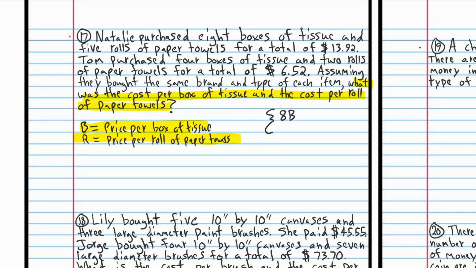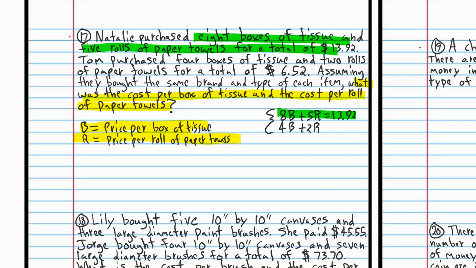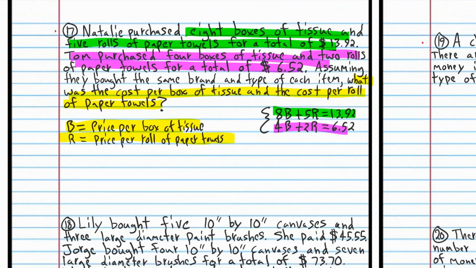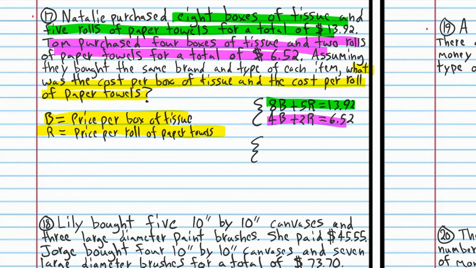8 times B plus 5 times R is equal to 13.92. And 4B plus 2R is equal to 6.52. Again, there's no easy equation on this one. So in this one, we just have to multiply the bottom equation by negative 2 to eliminate B. That's the easiest way to do it. So I'm just going to rewrite the top equation.